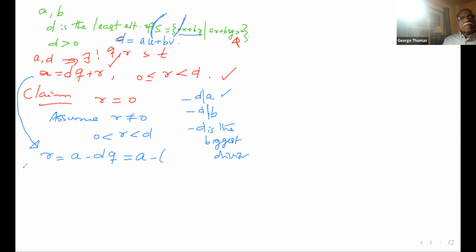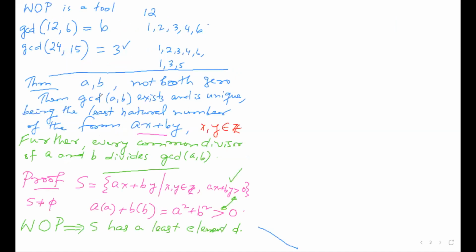Are you with me? If we prove that D divides A and D divides B and D is the biggest divisor, then our work is done. Then that D will be the greatest common divisor of A and B. And that is what we are trying to prove. You see, if A, B are not both 0, a greatest common divisor exists. And this D is that one.